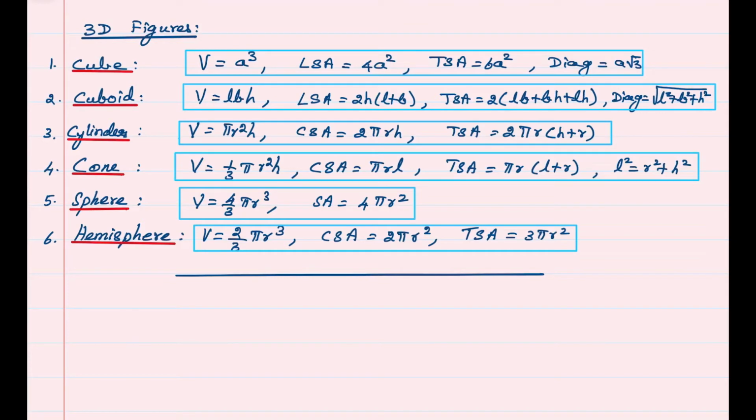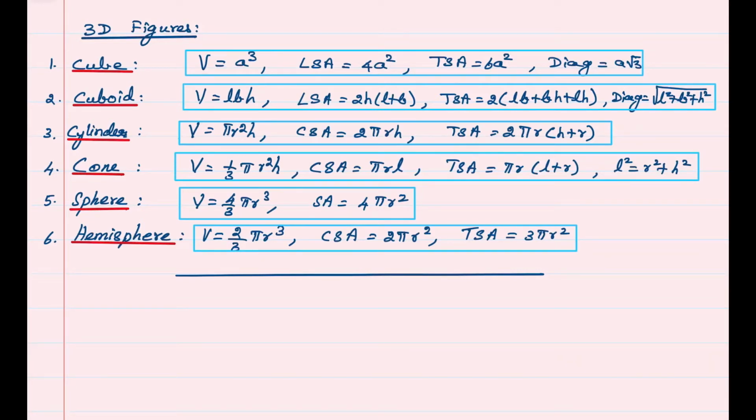Cone. Volume of the cone is 1/3 of pi r square h, curved surface area is pi r l, total surface area is pi r into (l plus r), and the relation between r, h and l is l square is equal to r square plus h square. They form a Pythagorean triplet.